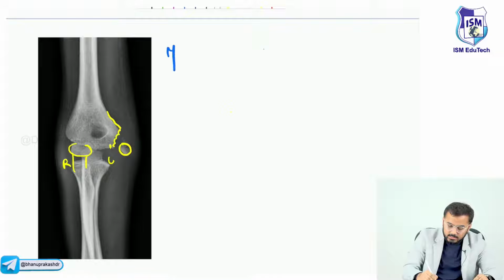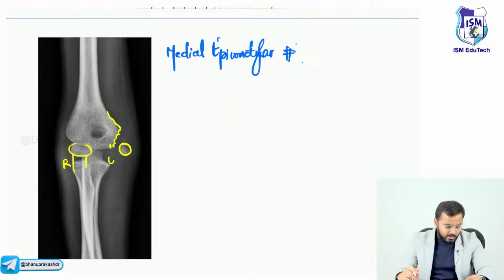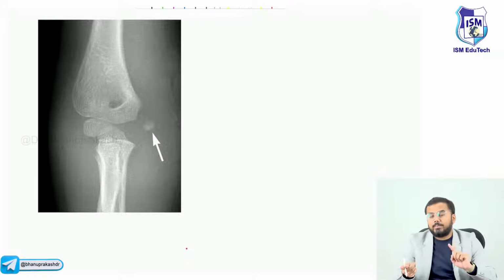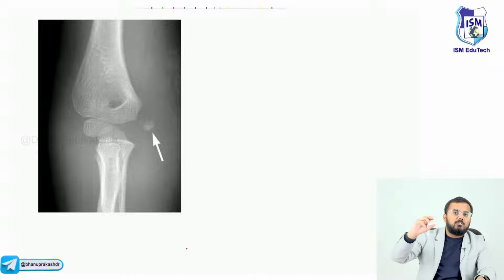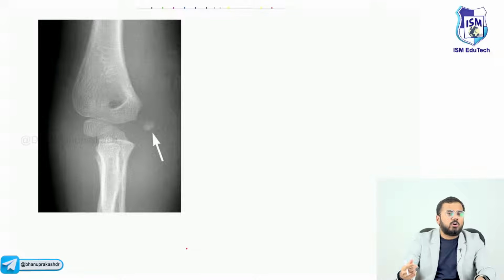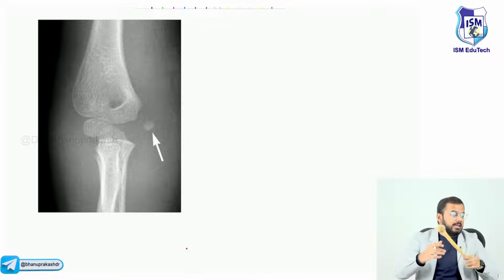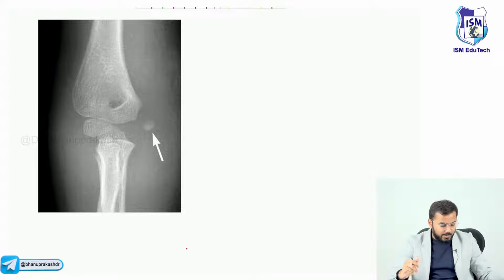Very good, guys. So this is a medial epicondylar fracture. Now, tell me which fracture is this? I told you, out of medial epicondyle and lateral epicondyle, which fracture is more commonly happening? Medial epicondyle. Why? Because the medial epicondyle over here is more prominent or protruded. That is the reason why medial epicondyle fractures are more common, right?